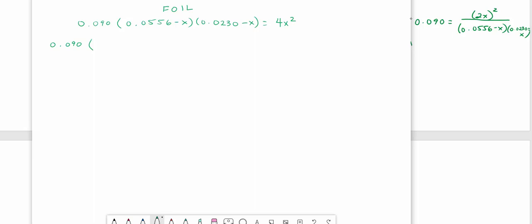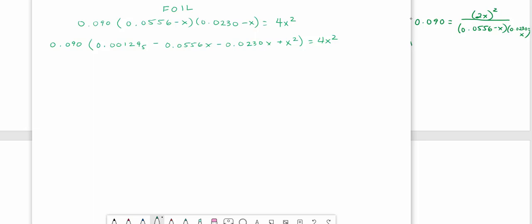I'm going to multiply 0.0556 times 0.0233 for the first. And so the first, I get a 0.001295. Then the outsides, so my 0.0556 times a negative x, so I'm going to subtract a 0.0556x. My insides, so negative x times 0.0230 is a negative 0.0230x. And then finally the last, so negative x times negative x is a positive x squared. And all of that is equal to 4x squared.